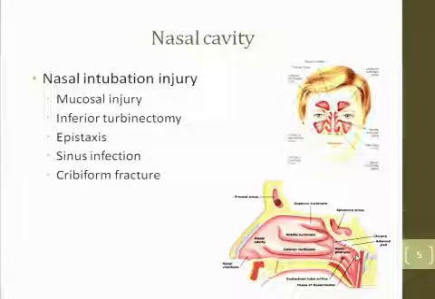You can also induce sinus infections, of course, by leaving endotracheal tubes or NG tubes in place for too long a period of time. And one of the big scary things is if you have a cribriform fracture, which is up here, and you aim your NG tube or your endotracheal tube in that direction, you may actually pass through the cribriform plate and actually enter into the brain. And that has a lot of negative potentials.